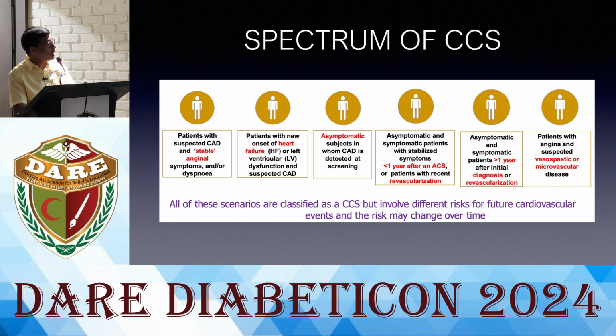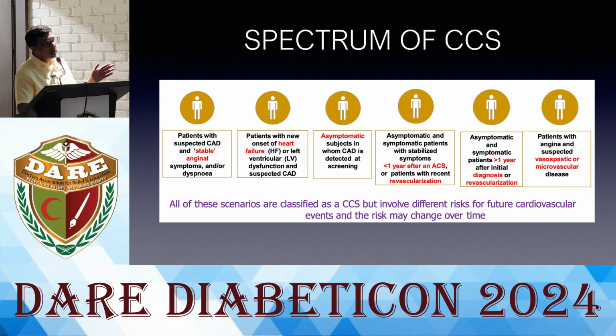Second, patients with new onset heart failure or left ventricular dysfunction and suspected CAD. Third, asymptomatic patients who are diagnosed on screening or routine investigations. Fourth, asymptomatic and symptomatic patients with stabilized symptoms, that is, they had ACS and are stabilized, but the duration is less than 1 year. Similarly, the fifth group is asymptomatic or symptomatic patients who are stabilized, but the duration is more than 1 year. And sixth, patients with angina and suspected vasospastic or microvascular disease.